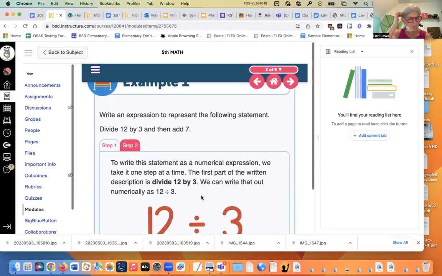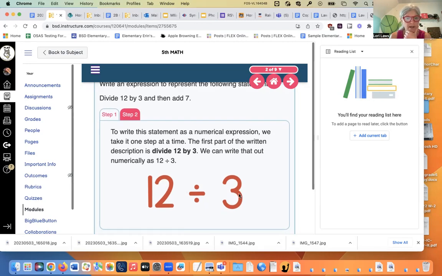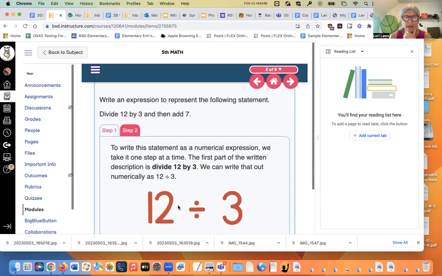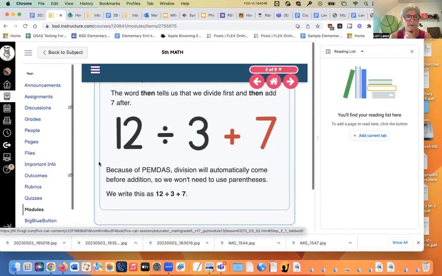To write this statement as a numerical expression, we take one step at a time. So an expression is a numerical expression. The first part of it is 12 divided by 3. Divide 12 by 3. 12 divided by 3. We can write that out. And then we go to step 2 and then add 7. So 12 divided by 3 plus 7. And we don't have to put any parentheses in because in this case, we always do the division first anyway, and that was the first thing they told us to do. Because of PEMDAS, division will automatically come before addition, so we don't need any parentheses.